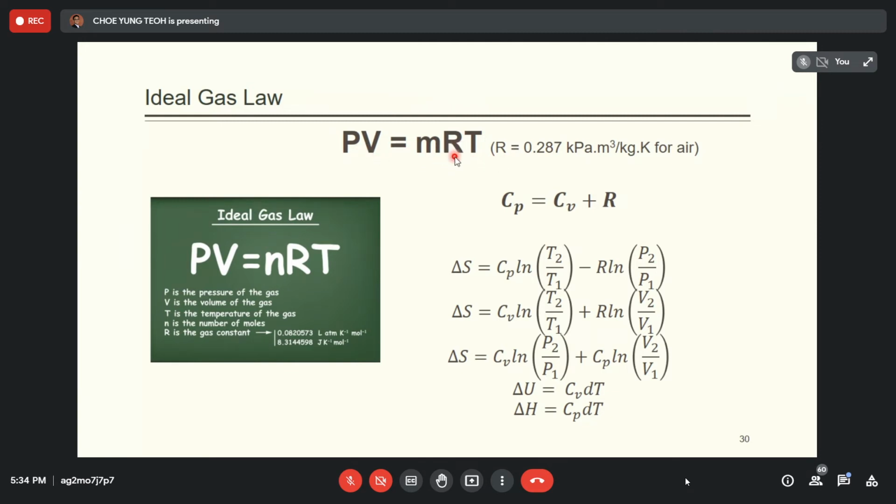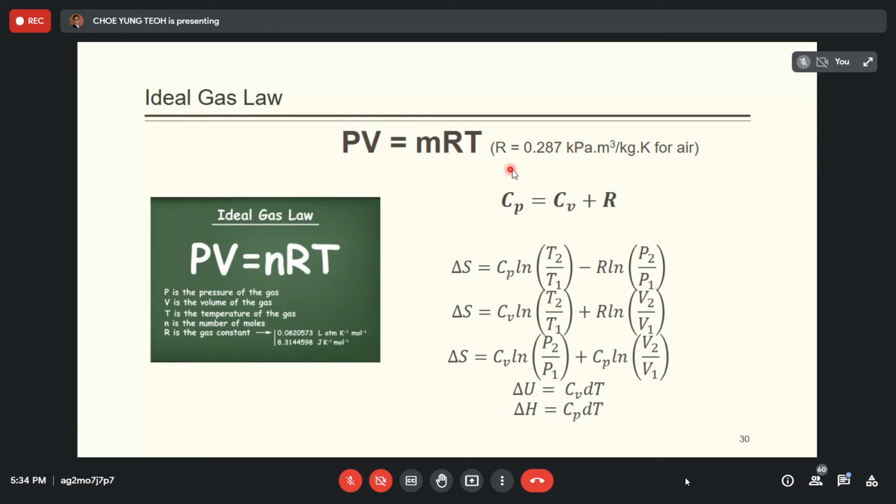So for P, V, m, and T, you have to refer to the unit given by R. You can see that for this case, PV equals mRT, and the R value is 0.287 kilopascal meter cubed per kg Kelvin for air. So for air, you have to use R equal to 0.287. For oxygen, you have to use a different value, and for nitrogen, a different value, but all of them can be assumed as ideal gases.